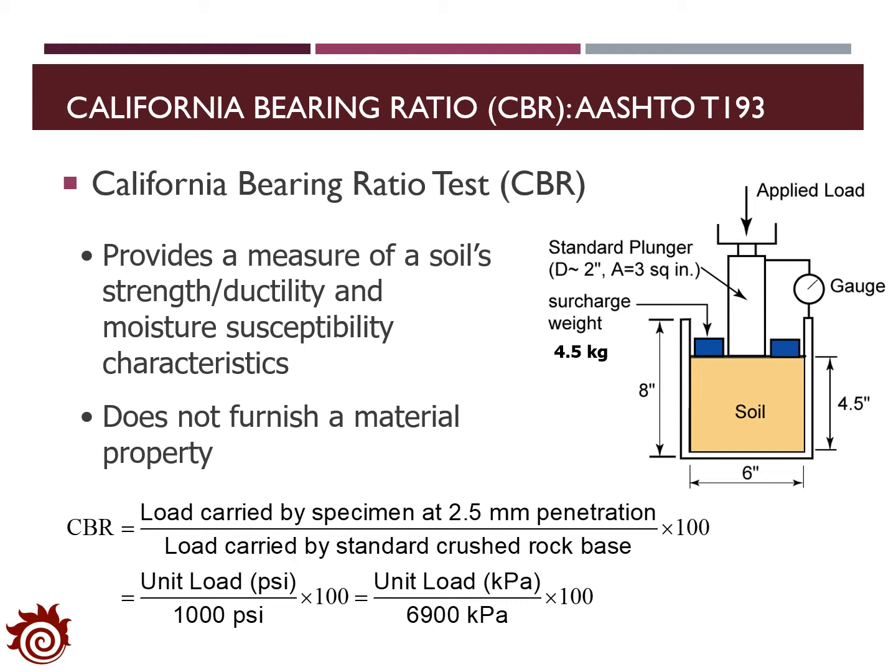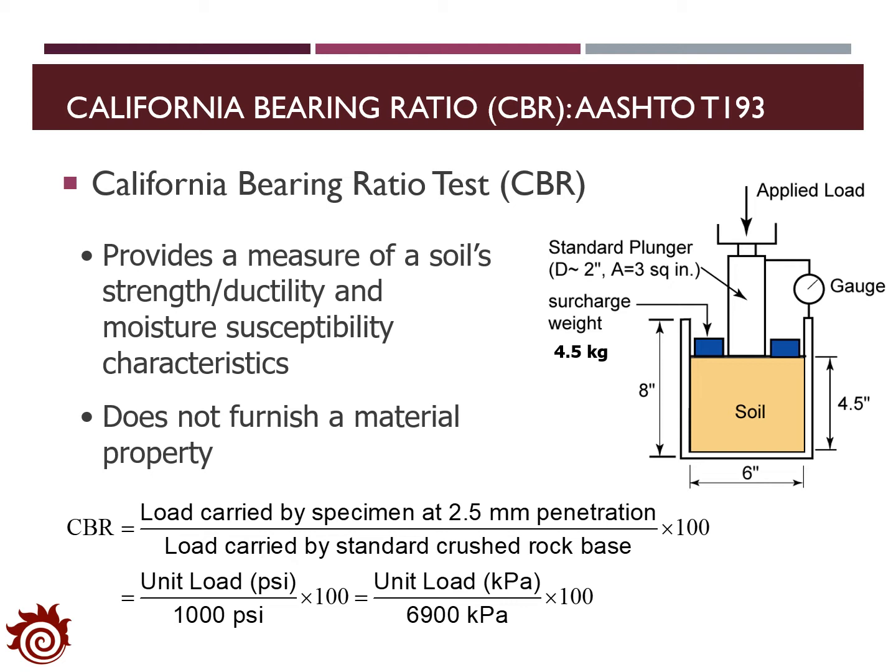It's actually defined by the experiment AASHTO T193. It provides the measurement about the soil property in strength, ductility, and moisture susceptibility. However, CBR is not a soil property. It's actually an index of the soil by comparing with the standard material. CBR provides an indication of the soil's response to confinement. It actually will measure the combined effect of the stiffness and the strength of the soil.